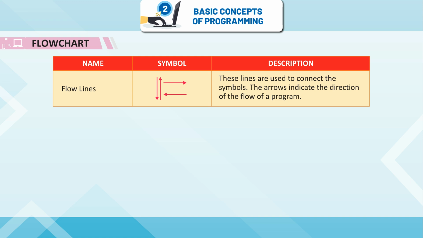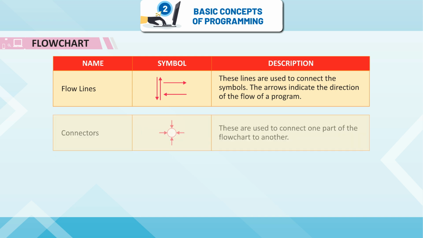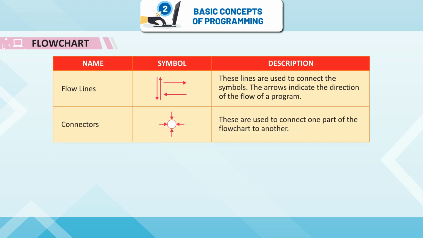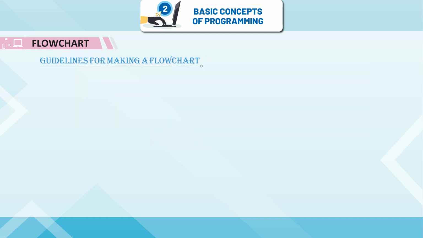Flow lines. These lines are used to connect the symbols. The arrows indicate the direction of the flow of a program. Connectors. These are used to connect one part of the flowchart to another. Guidelines for making a flowchart.